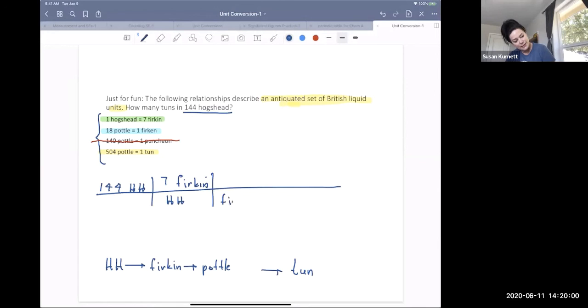It's really highlighting a couple things about the process, which is even if you have no idea what the units are, you can use the units to answer the question.